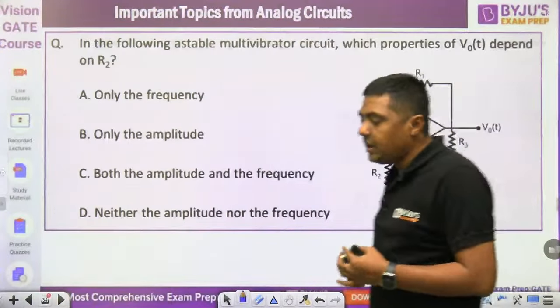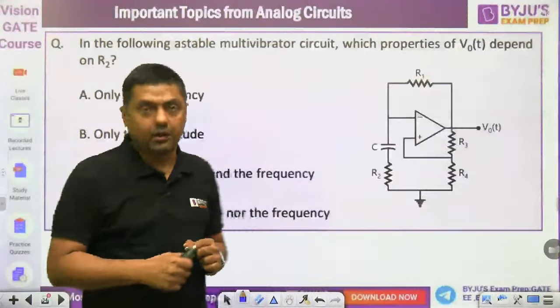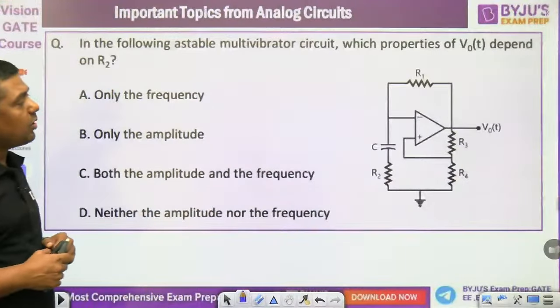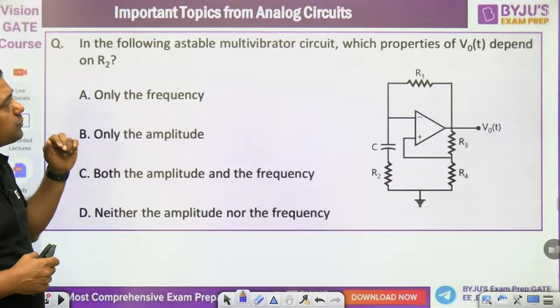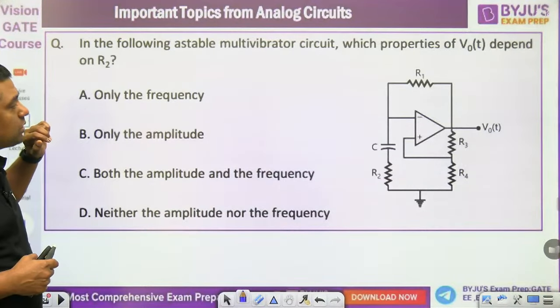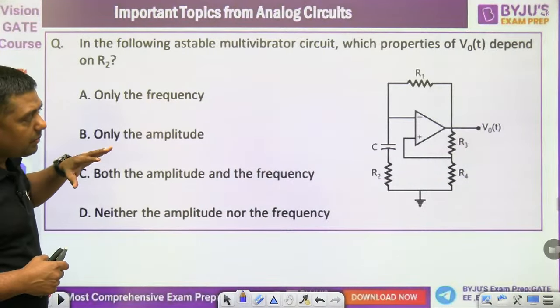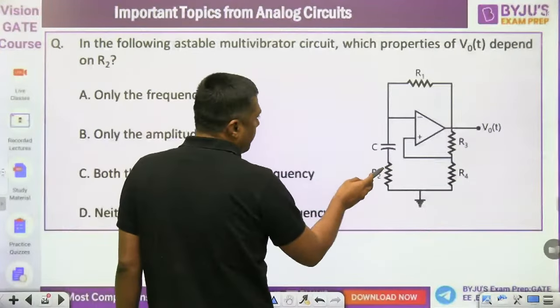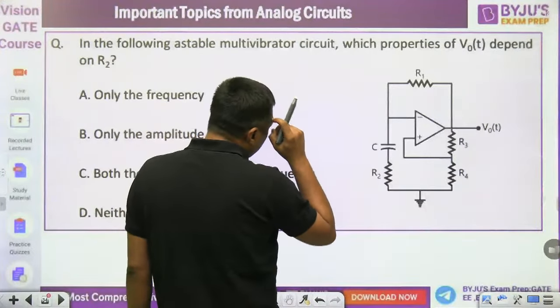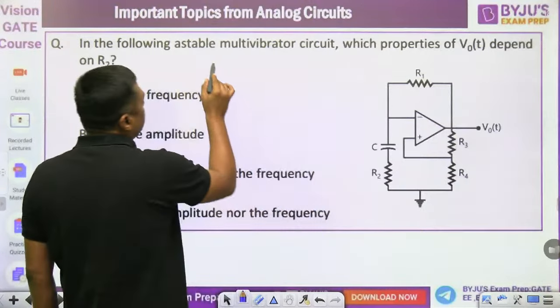What is the standard diagram of an astable multivibrator? So this is the standard diagram of an astable multivibrator. So in the following astable multivibrator circuit, which properties of V0 depend upon R2? So guys, remember, this is a standard diagram. So when we are connecting the R2 here, then you will get the time period.